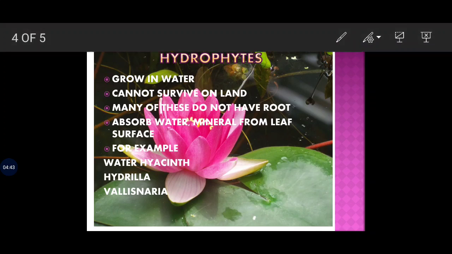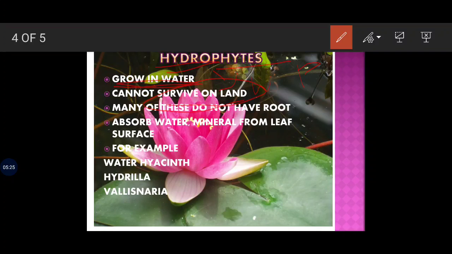In the next slide we will see the hydrophytes. Here again it is made up of two words. Hydro means water and phyta means plant. The plants that grow on water are known as hydrophytes. Their habitat is mainly water and they cannot survive on land. Why? Because they don't have the kind of roots or body structure that can support their life on soil. Therefore they need water to survive.